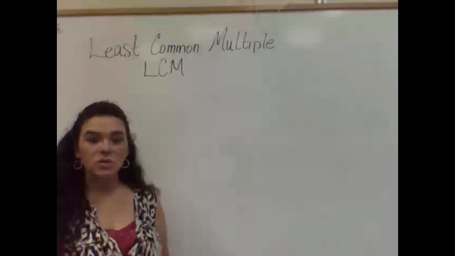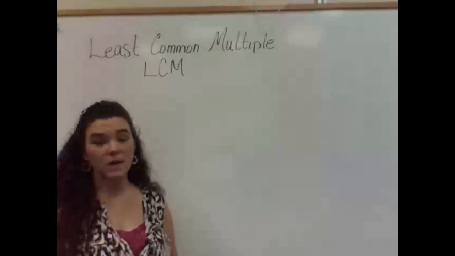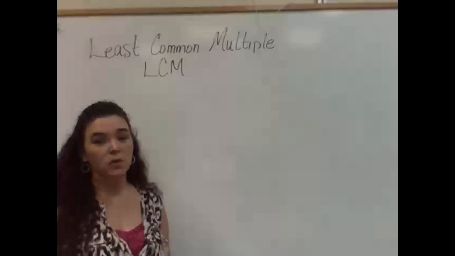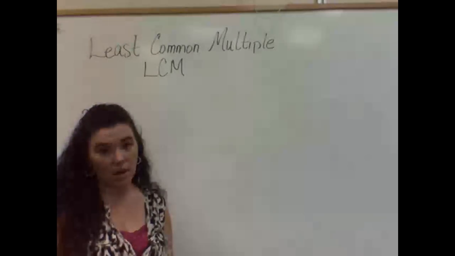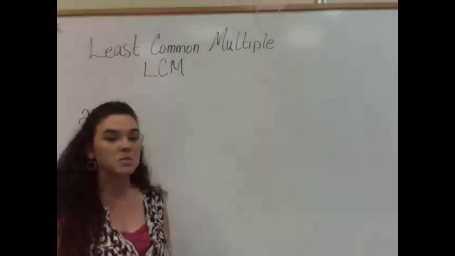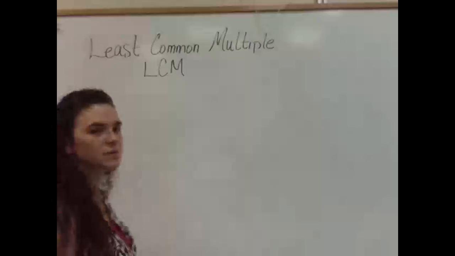So we're going to use the list method first, which means we're just going to list out as many multiples as it takes for us to find a common multiple, and we want to find the smallest common multiple. So that means we're going to find that multiple first. So once we find a common multiple, we can stop listing. So let's go ahead and start with a couple of examples.